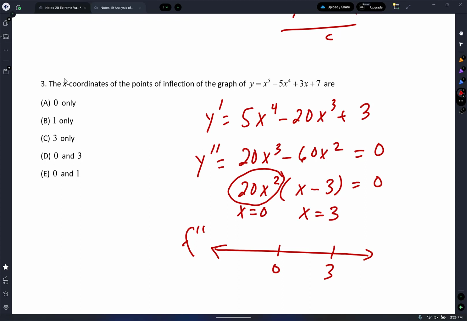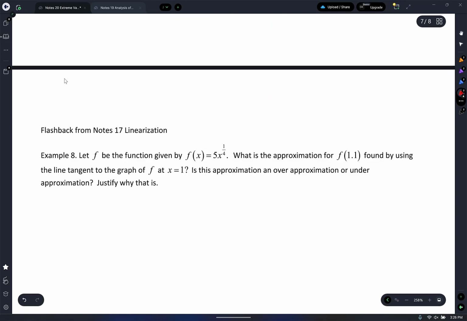If I choose a number to the left of 0, like -1, -1 minus 3, positive or negative? Negative. If I choose a number between 0 and 3, like 1, 1 minus 3, negative. If I choose a number bigger than 3, like 5, 5 minus 3, positive. I only have one sign change. Where is that one sign change? At 3. That's the only time the second derivative changes from negative to positive. Cool or not cool? Cool. All right.